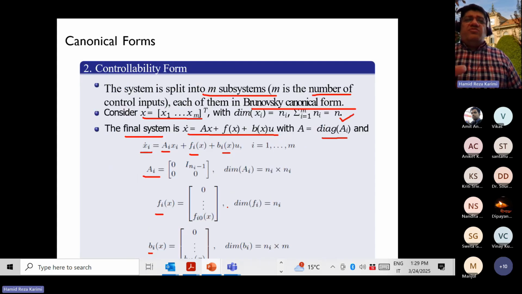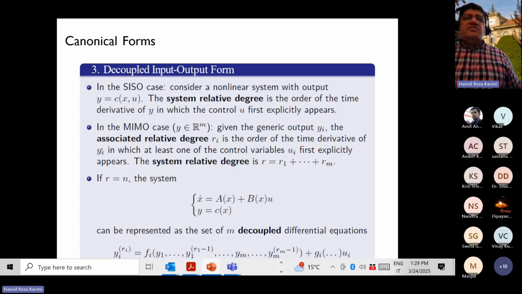Okay, so again, if you represent it like this, you can guarantee stability, and then you can also obtain a sliding manifold. Another is the decoupled input-output form. In the single input, single output case, assume that you have a nonlinear system with the output y as a function of x and u. This is your measured data for the system.